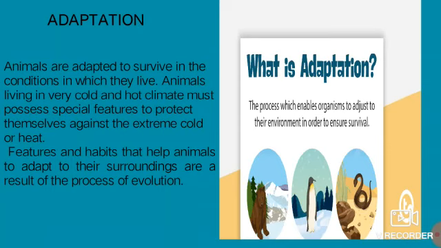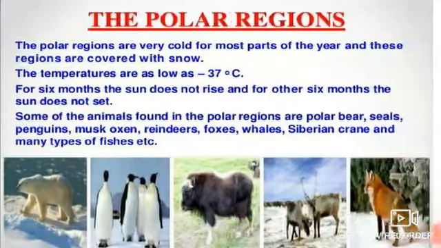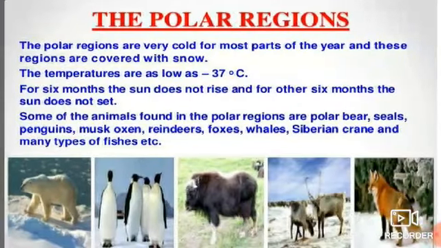Animals living in very cold and hot climates must possess special features to protect themselves against the extreme cold or heat. Features and habits that help animals to adapt to their surroundings are a result of the process of evolution. Today, we will also discuss the polar regions.